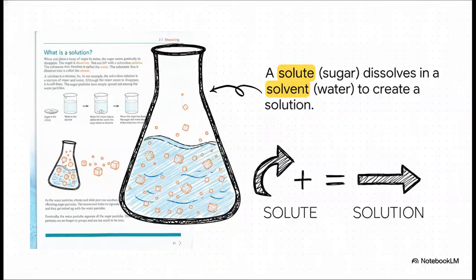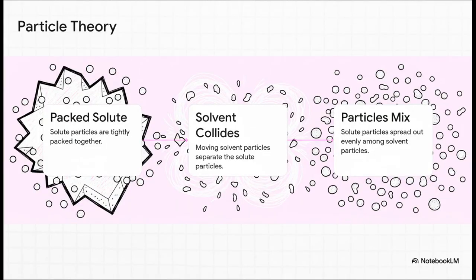Simple enough, right? But what's actually happening on a tiny particle level? Well, the particle theory explains it perfectly. The water particles are always moving around, and they start bumping into the sugar crystal. They knock off individual sugar particles, surround them, and carry them away until they're spread out completely evenly. So the sugar didn't just disappear. Its particles are just hiding out between all the water particles.